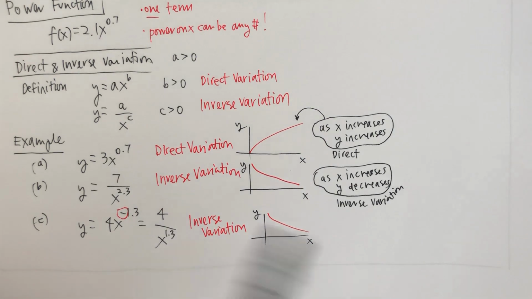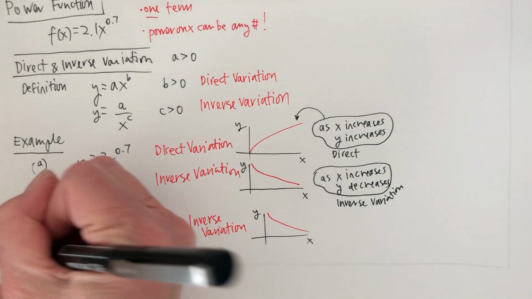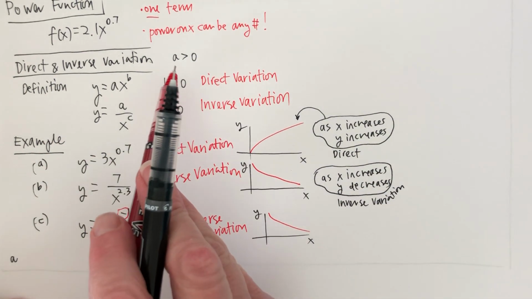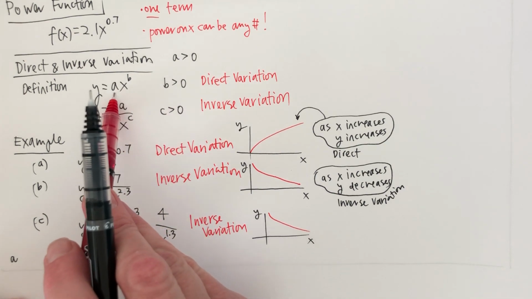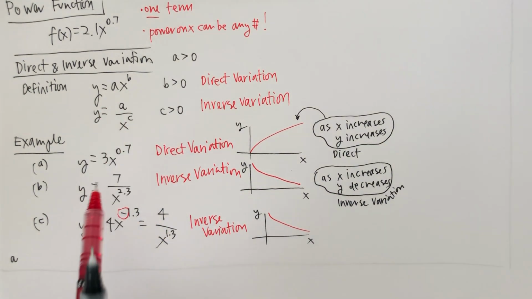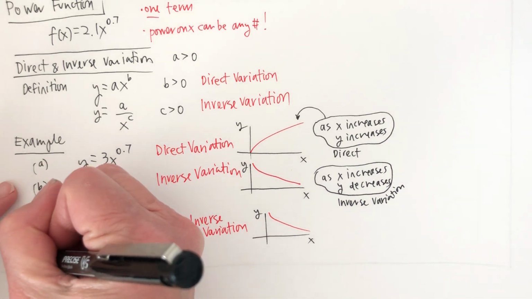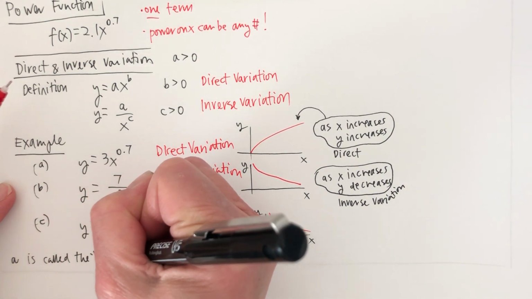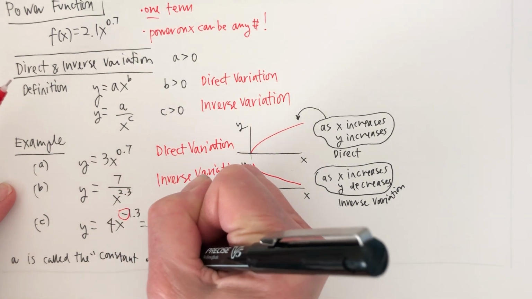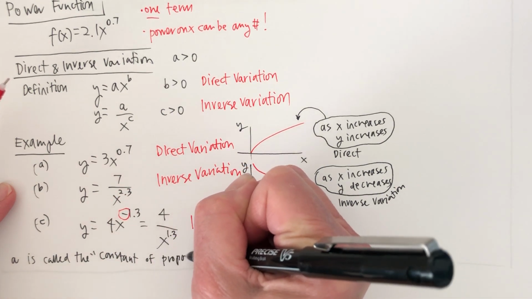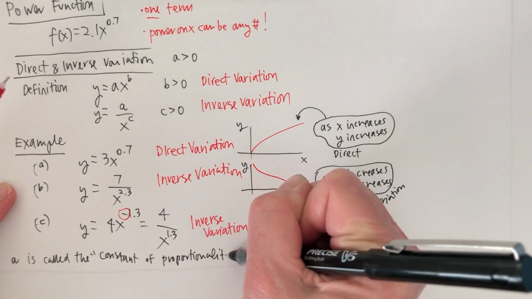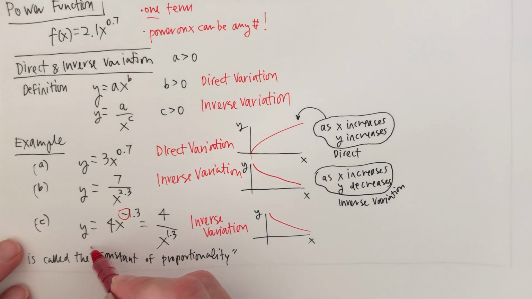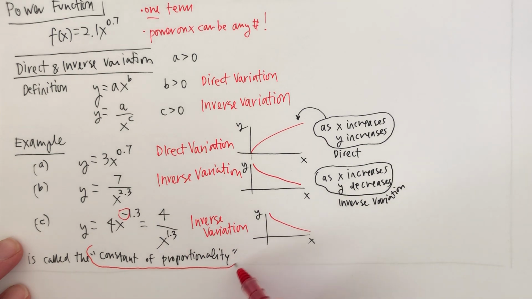One other thing to mention is a, this number, or this constant that we talked about here, here, and here. This a, this number, here it's 3, here it's 7, here it's 4. This is a constant that gets multiplied by the input variable. a is called the constant of proportionality. And we'll see that phrase in the homework.